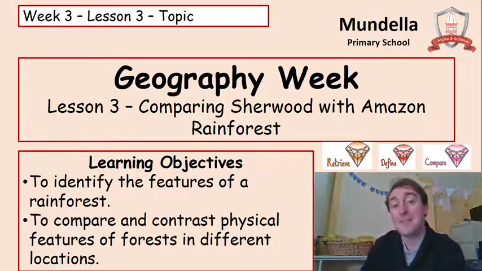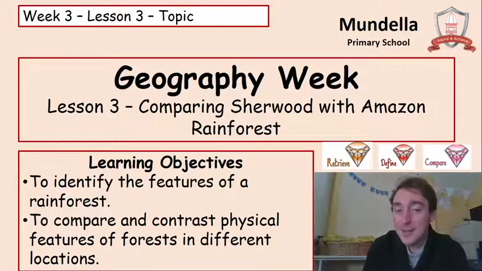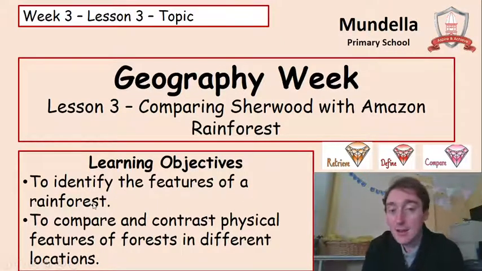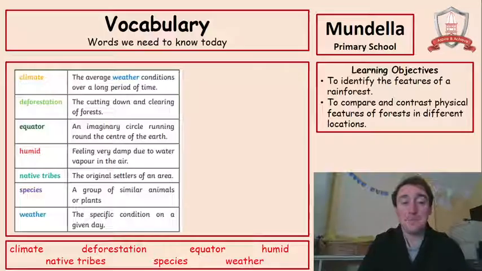Okay, what you need to do first is pause the video, put the date into your books, underline it, and then the LO, which is to identify the features of a rainforest. Full stop, underline, pencil, ruler, pause. Okay, are you ready? Let's move on with the lesson once you've done that.